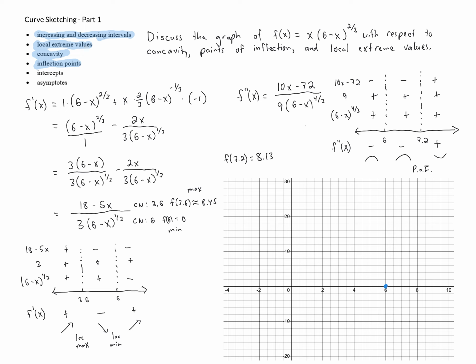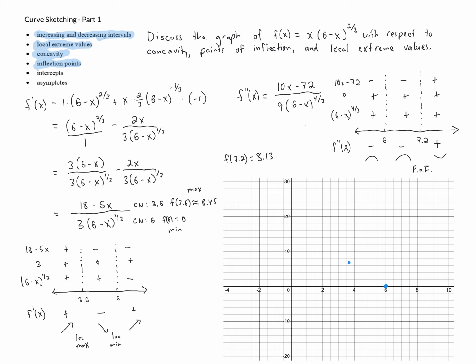And we said f of 3.6 was about 6.45. So that is, let's see, 1, 2, 3.5, 3.6, and then 6.45. 1, 2, 3, 4, 5. Each of these is 2. So 2, 4, 6.45 is right around there. Let's plot that. 2, 4, 6.45. Something like that, I think.